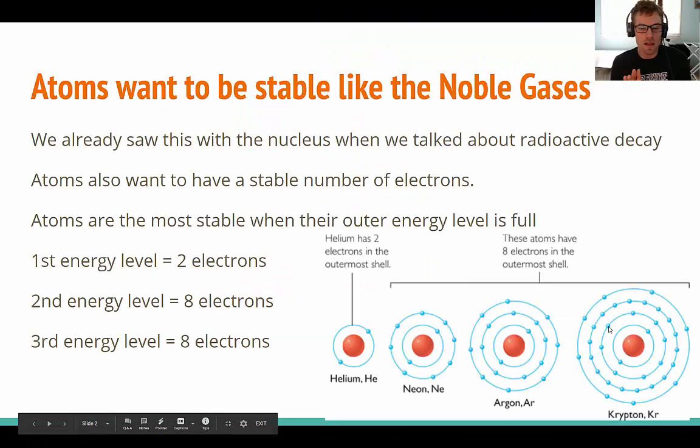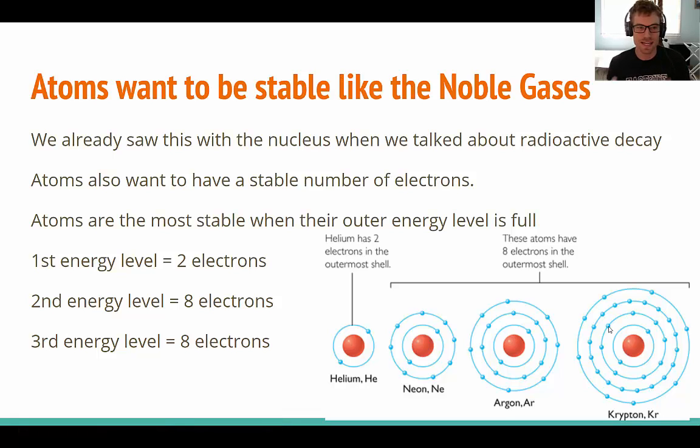So, important piece of information that you need to know in order for all this to make sense. Atoms want to be stable like the noble gases, okay? The noble gases, if you'll recall from our last unit on the periodic table, are extremely unreactive. They do not react with anything, and that's because they're very stable. They're calm. They don't need anything else. They're very good as themselves.